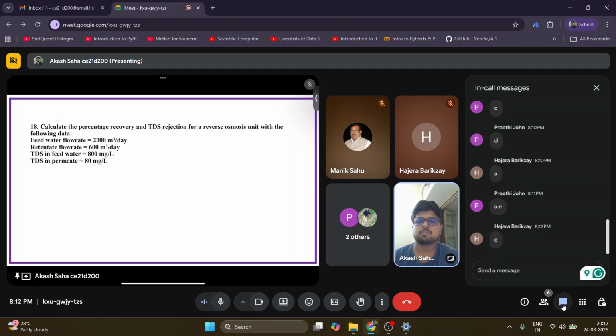Okay, so membrane equation question is given. Calculate the percentage recovery and TDS rejection for a reverse osmosis unit with the following data. Feed water flow rate is 2300 meter cube per day. Retentate flow rate is 600 meter cube per day. TDS in feed water is 800 milligram per liter. TDS in permeate is 80 milligram per liter. So find out the percentage recovery and the TDS rejection. Please calculate.